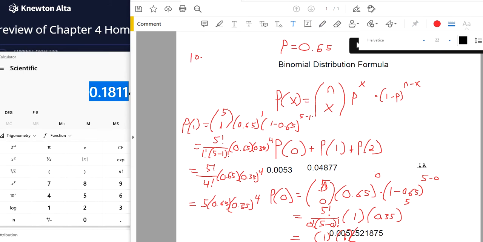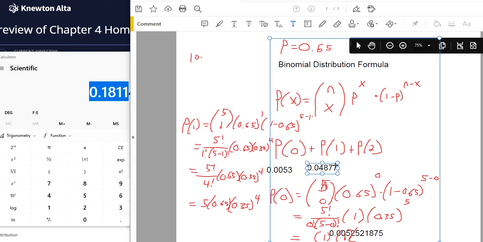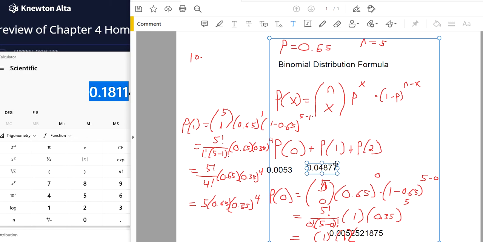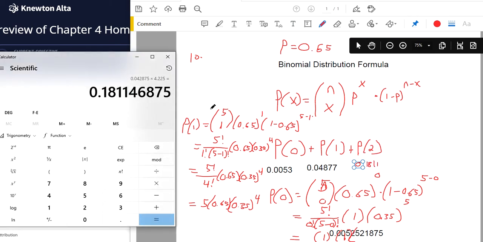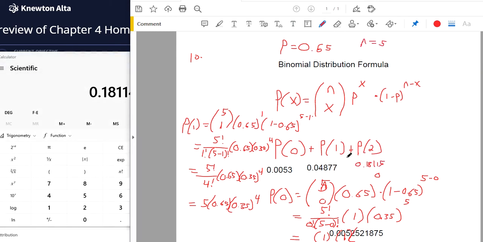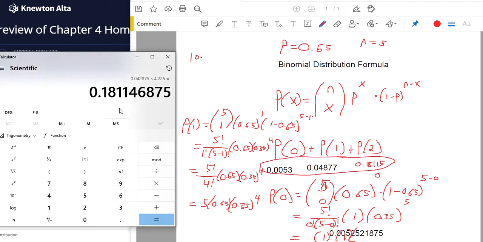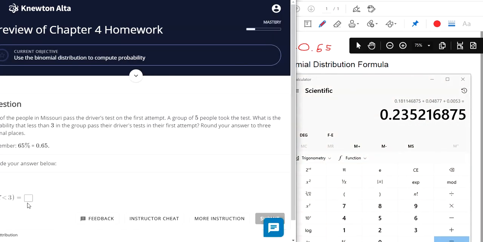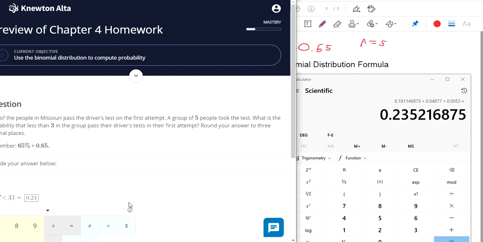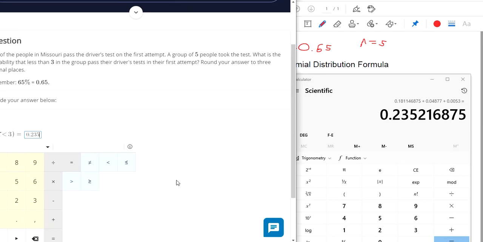I'll just write it: 0.18115. Add these three up. That's our probability that it's something less than 3. So a bit of a doozy, that problem. A lot to do there, right? 3 decimal places, so I'm going to say 0.235.